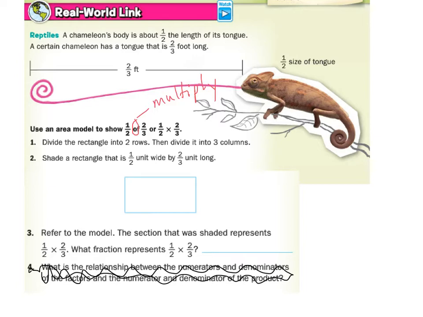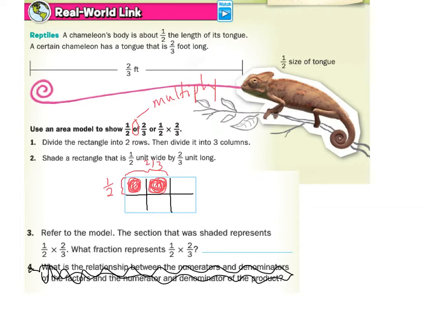It says go ahead and divide a rectangle into 2 rows. Rows usually are horizontal. And then they said divide it into 3 columns. So shade in a rectangle that is 1/2 unit wide by 2/3 long. So we need to go 1/2, up here, and we only get to do this top part, that's 1/2, and 2/3 of that section is here, because we're talking about half of the rows, 1 out of the 2 rows, but only 2/3 of it.